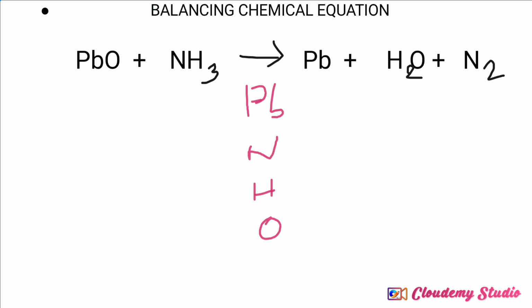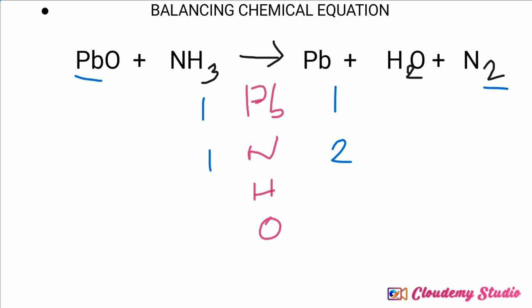The lead at the reactant side, how many atoms are there? Here, this is lead, PbO. There, Pb is present only one time. This lead at the right hand side, how many times? Here also only one time. Nitrogen at the left hand side, only one time. Nitrogen at the right hand side, here the subscript 2 is there. Therefore, 2 atoms are there at the right hand side.